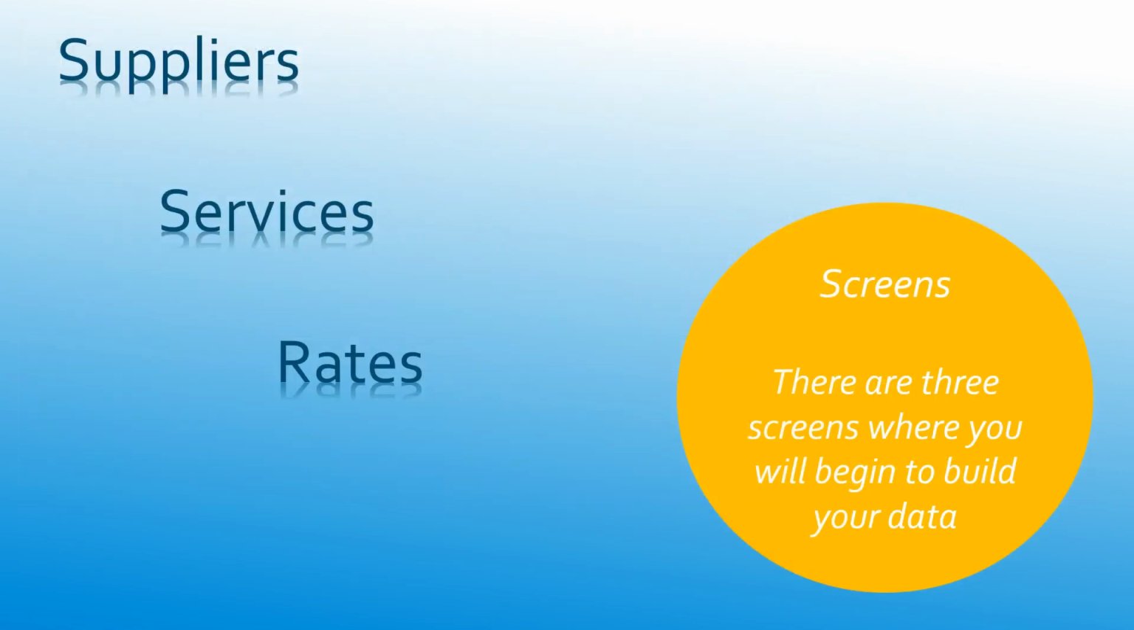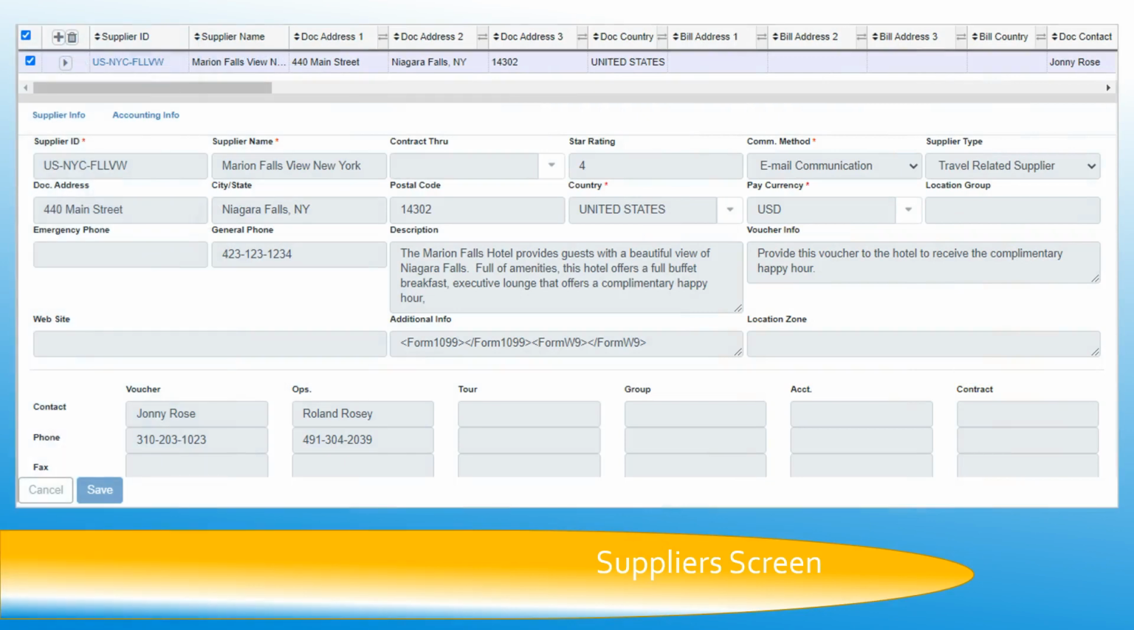In order to accomplish this building process, you will need to utilize 3 different screens that are available in product. These screens are the suppliers, services, and rates screens. The supplier screen is going to be your jumping off point. This screen is where you will enter your vendor details such as hotel chains, transfer companies, sightseeing companies, and more.